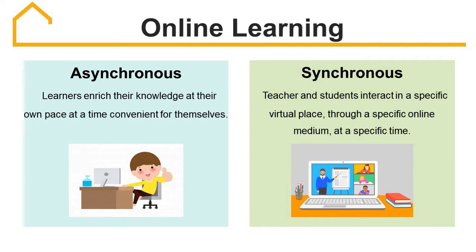On the other hand, synchronous learning is the kind of learning that happens in real time. This means that teacher and students interact in a specific virtual place through a specific online medium at a specific time. Methods of synchronous online learning include video conferencing, live chatting, and live streaming lectures. With these definitions, we can say that a virtual classroom is more of the synchronous online learning, which happens in real time and provides the students with an experience very close to traditional face-to-face teaching.